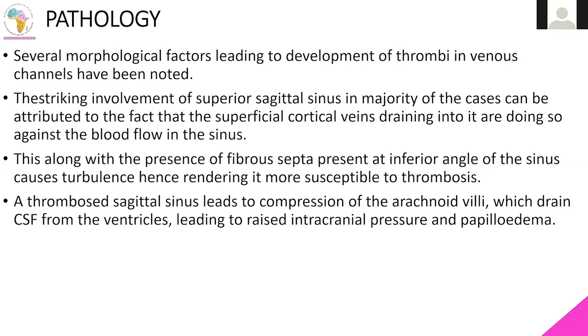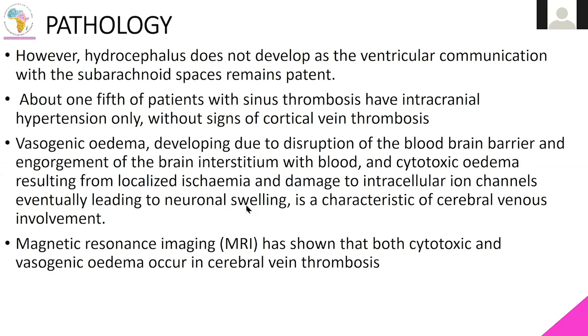A thrombosed sagittal sinus leads to compression of the arachnoid villi, which drain CSF from the ventricles, leading to raised intracranial pressure and papilledema. Very important to understand this because it's going to dictate the presentation of the patient. However, hydrocephalus does not develop as the ventricular communication with the subarachnoid space remains patent. About one fifth of patients with sinus thrombosis have intracranial hypertension only, without signs of cortical vein thrombosis.